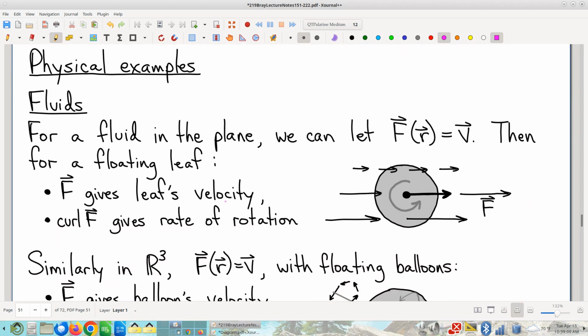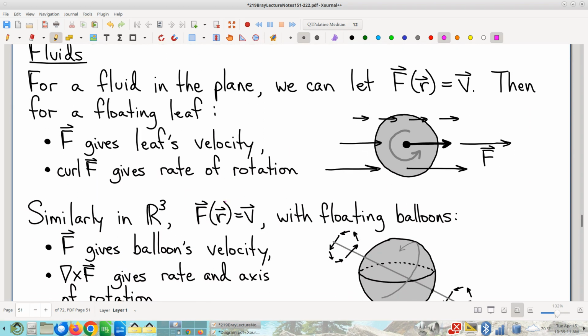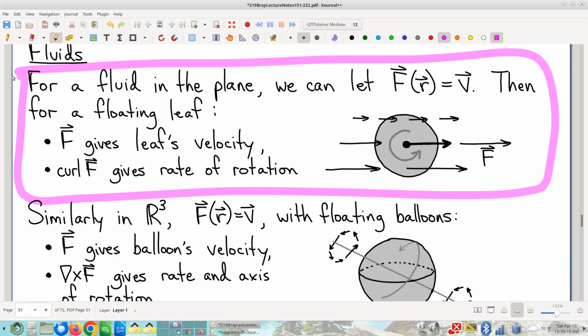All right, so real quick, some physical examples. We've already talked about 2 dimensions, where we have Green's theorem and curl. It is basically a way of getting your hands on the idea of how this leaf floating downstream is going to be turning as it floats. Again, this is a nice little exercise.